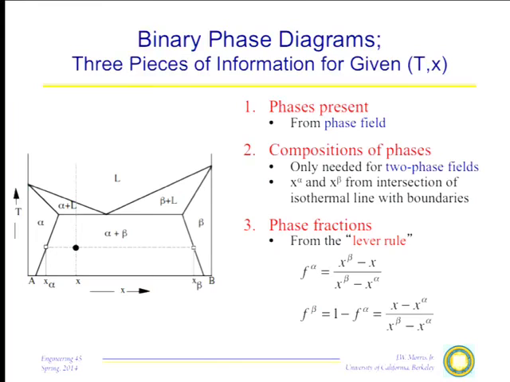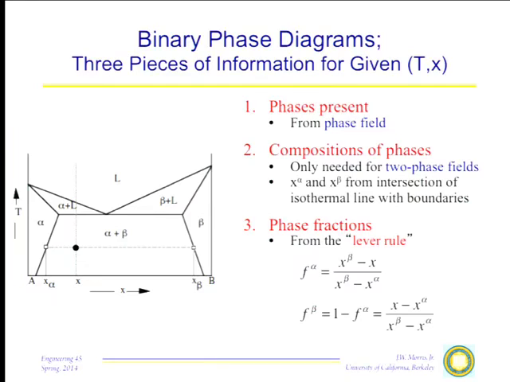What are the compositions of the two phases? Well, just from the construction that generated this phase diagram, if I draw a horizontal line straight through that dot, on the left-hand side it hits the alpha phase field, on the right-hand side it hits the beta phase field. Where it hits the alpha phase field gives me the composition of the alpha phase. Where it hits the beta phase field gives me the composition of the beta phase. So if that's my T and X, I have a two-phase mixture of alpha that has this composition and beta that has that composition.